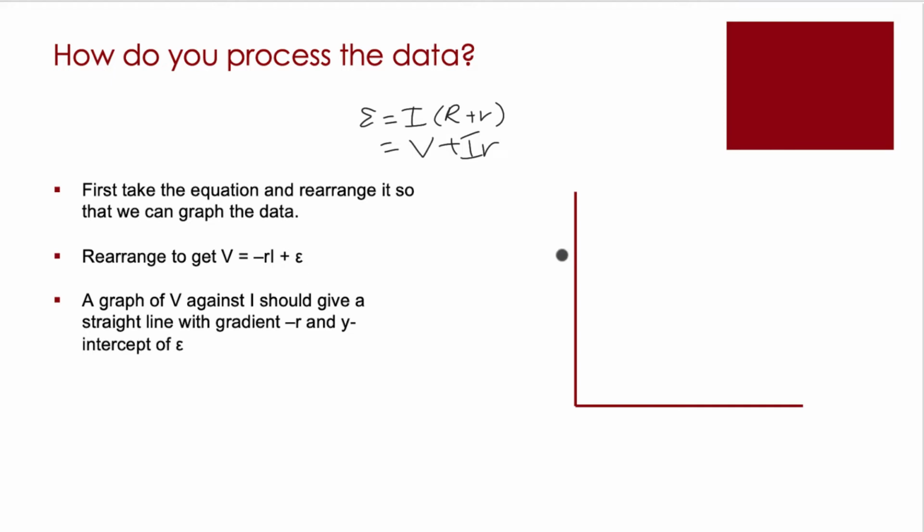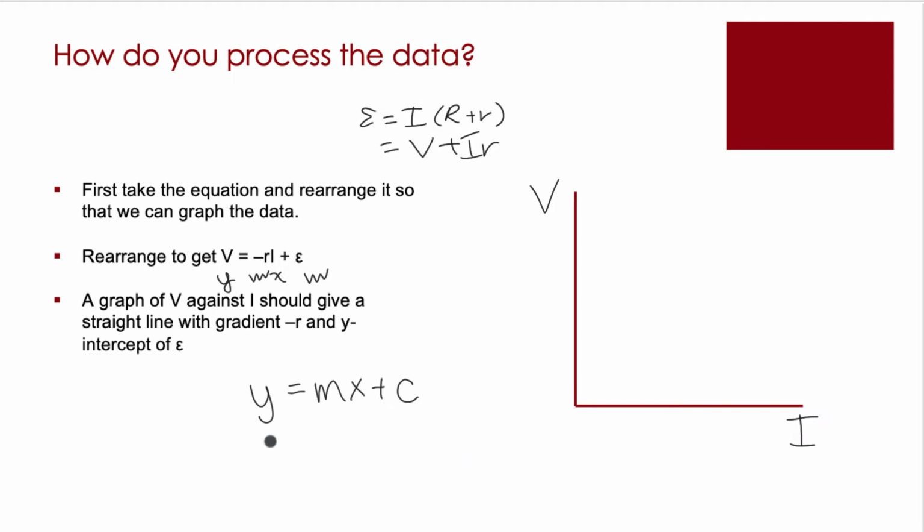If I graph this with a V here and I here, now let's notice that's on my Y, that's on my X. That means that this value right here will be my gradient, and this value right here will be my y-intercept. Let me just do that one more time in case you didn't see it.